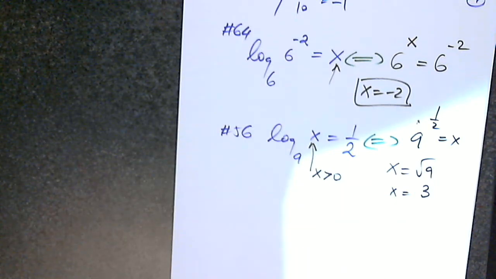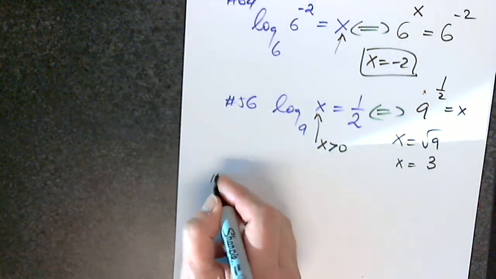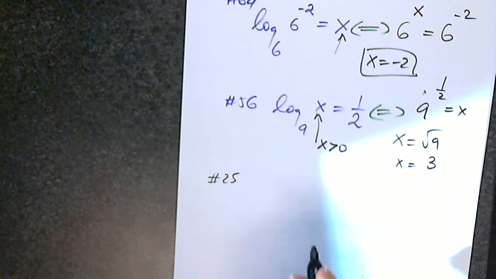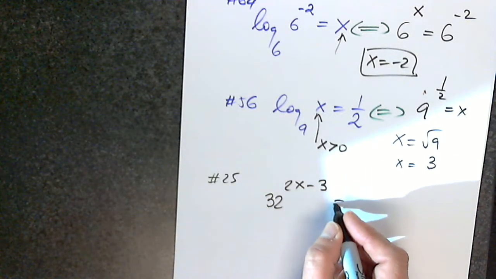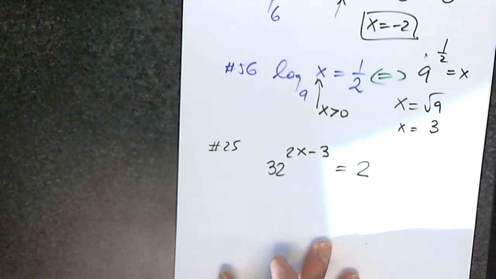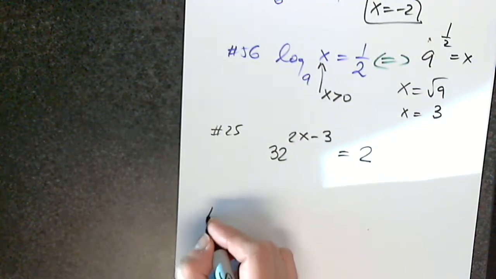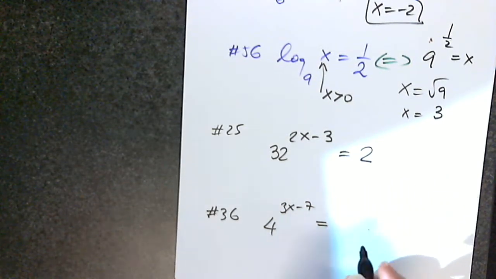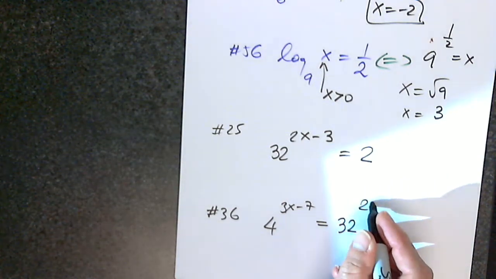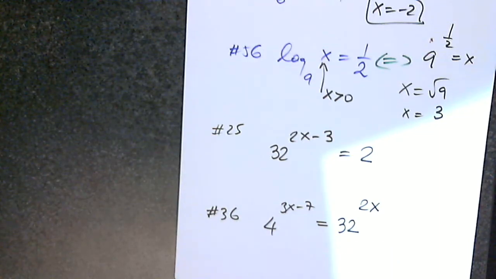Let's look at a couple more equations and a word problem here. I'm pretty sure we did all these problems, but let's refresh our memory with 25. 32 raised to 2x minus 3 equals 2. And also refresh our memory with 36. 4 raised to 3x minus 7 equals 32 raised to 2x. So let's work on these problems for a minute.